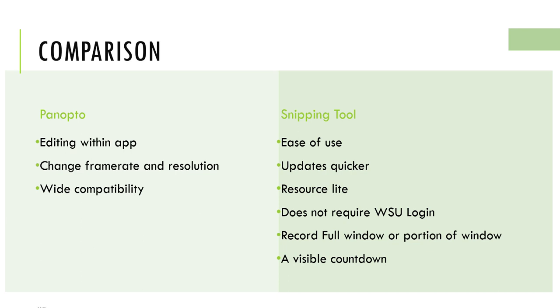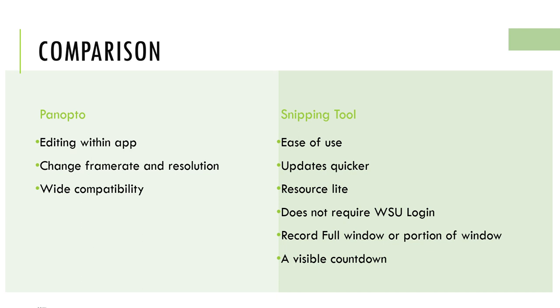You can record full window, or you can do just a portion of a window, which is very helpful. Say, for example, you have your desktop open and you only want them to see part of your desktop, or you don't want it to be so zoomed out. You can just create a sliver, so that the people who are watching your video can only see a portion of it.